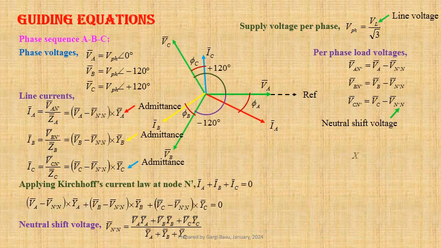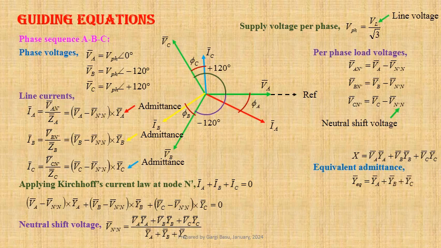Let us put X equals VA into YA plus VB into YB plus VC into YC, and equivalent admittance YEQ equals YA plus YB plus YC. Therefore, VN'N equals X divided by YEQ.